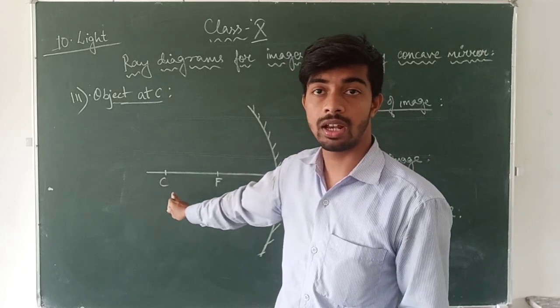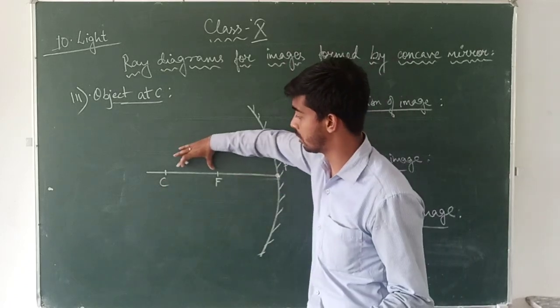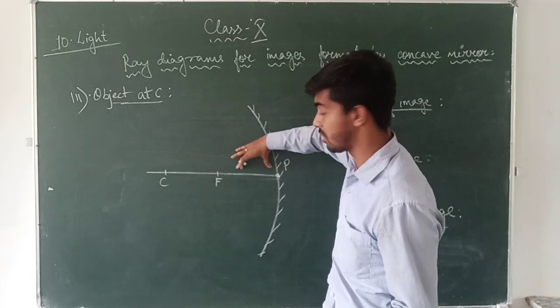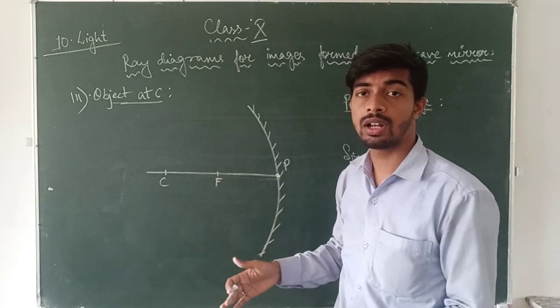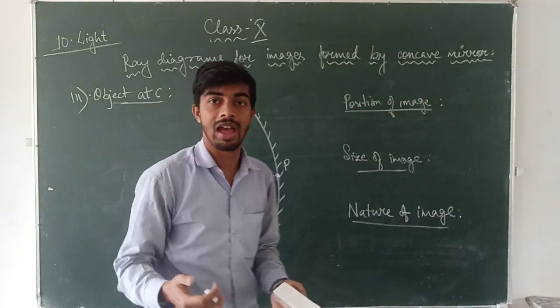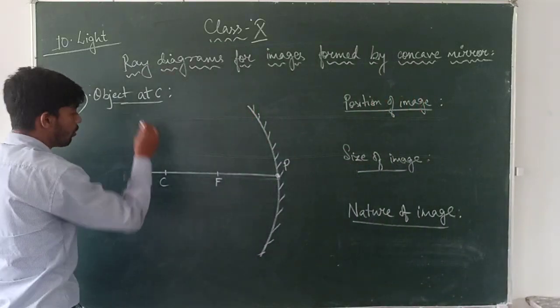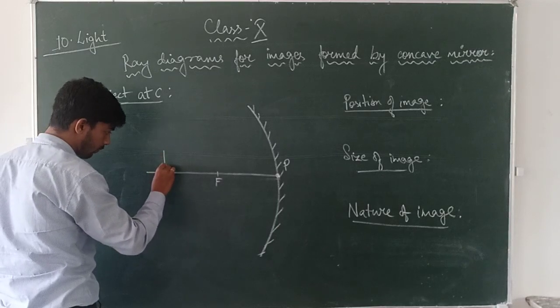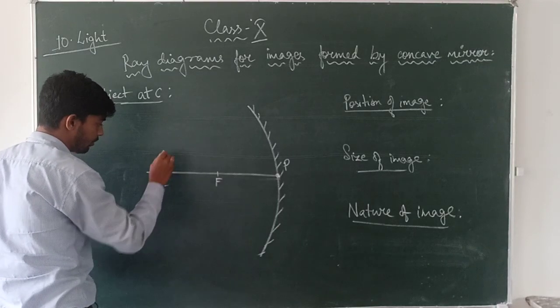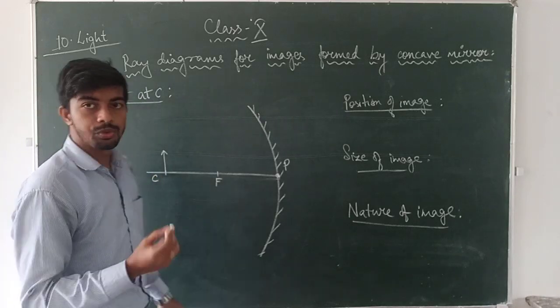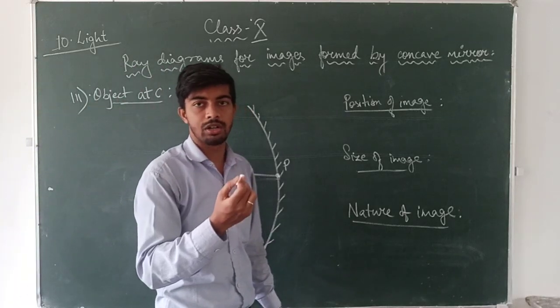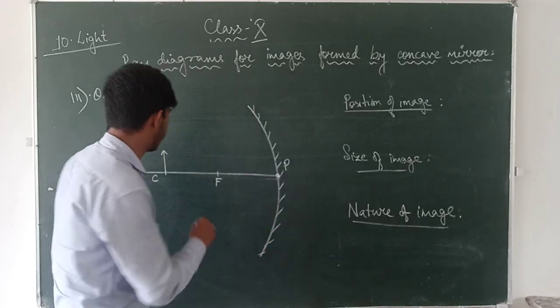If your measurements are correct, for example if you took this 3 centimeter, then while we draw, your images will come proper every time without much hassle. So now the object is at C. This is our object. As we know, the first ray goes parallel to the principal axis and reflects through focus.